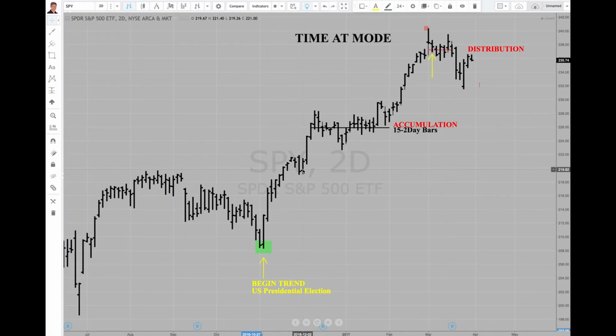This is Tim West. I am going to show you today all about Time at Mode. This is a handcrafted methodology that I've come up with and named Time at Mode. I can measure with reliable consistency and methodology the amount of accumulation or distribution that has occurred in any security on any time frame to determine how much time the security can then trend once the accumulation or distribution period is over.